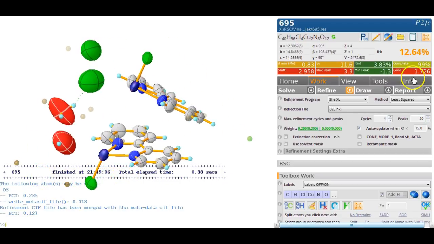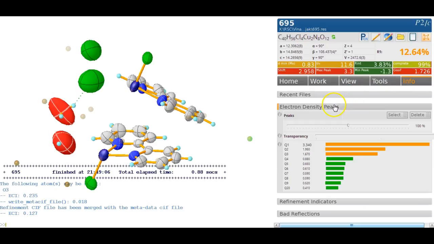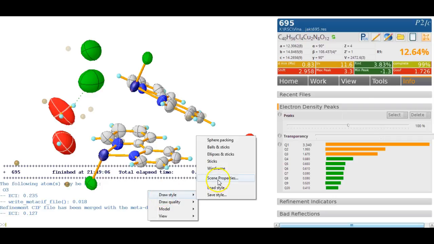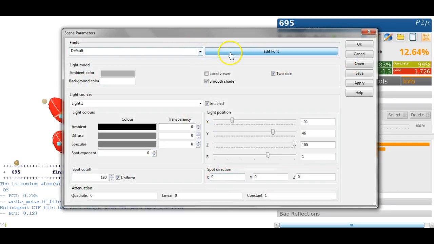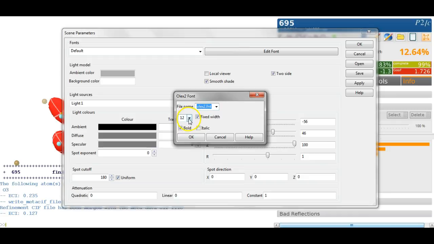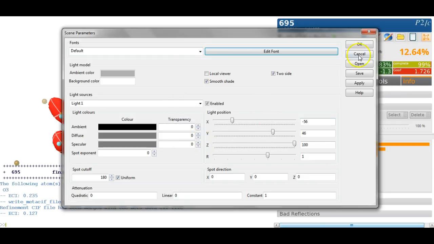We can also look at the density peaks. So these ones here are probably real. This one is almost certainly a water molecule, name O. So I just typed this down the bottom here, name O. I should maybe make this font a little bit bigger: draw style, scene properties, and I edit the font and make this 20 so it can be seen a little bit better.